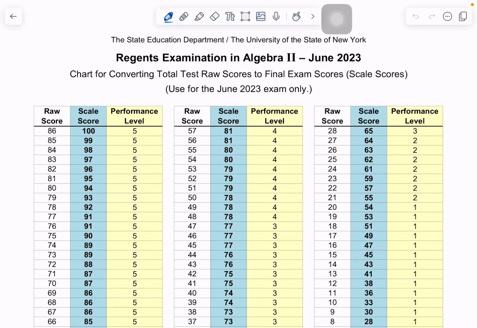Okay, before we get started on the last Regents in the Green Book, I just wanted you to take a look at last year's scale. If you take a look at this right here, that's a 65, which is passing on the Regents. So you need a raw score of 28 out of 86. If you converted that to a percentage, that's about 33%.